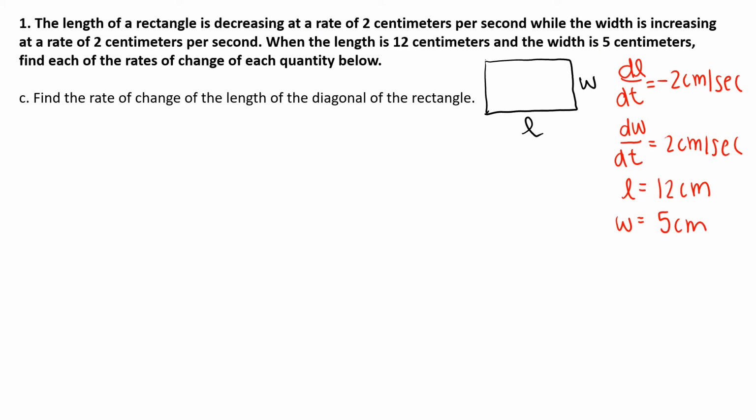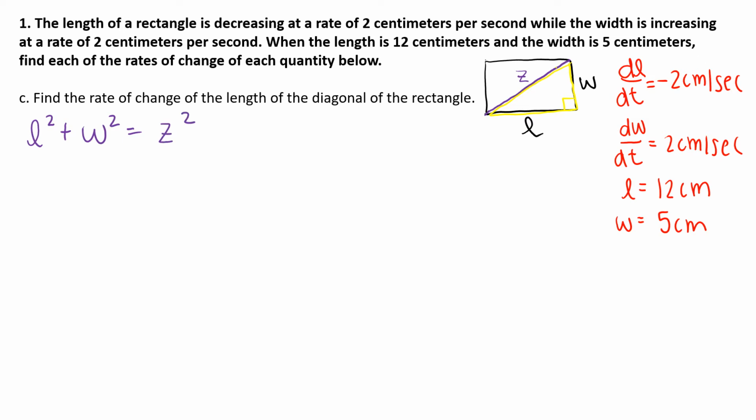Okay, continuing with part C, we're looking at the same problem. However, now we want to find the rate of change of the length of the diagonal of the rectangle. So looking at the diagonal, when we draw that diagonal, I'm going to call it Z, and we're actually looking to find dZ/dt. So what we notice, hopefully, is that we've created, with those three sides, a right triangle, which means the equation we can use to relate these three sides, just like we did a ton yesterday, is the Pythagorean theorem. So I can write this as L squared plus W squared equals Z squared.